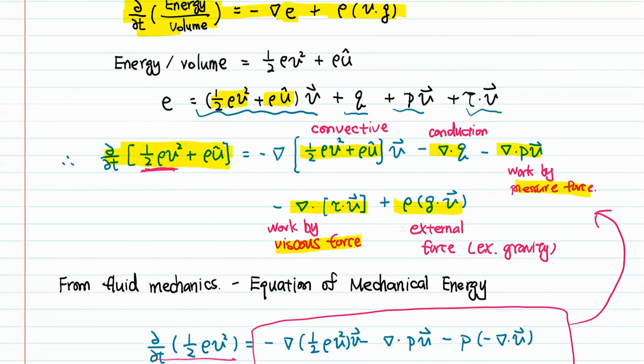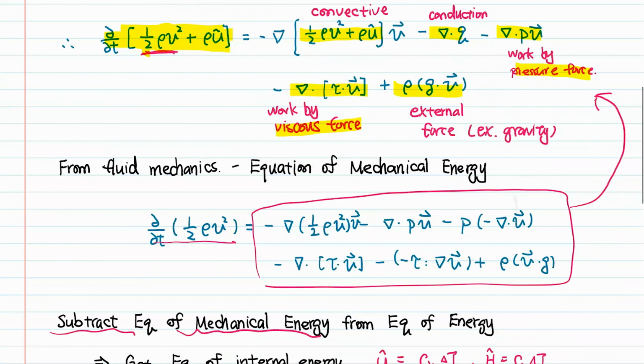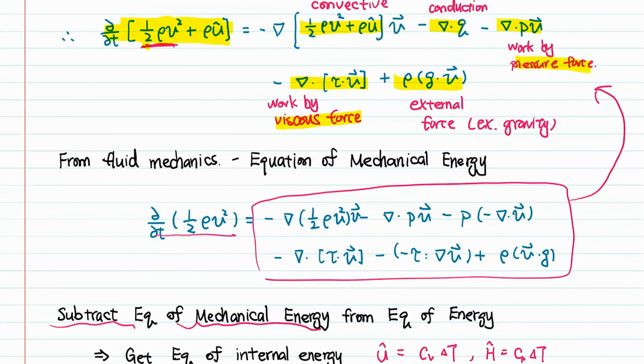Okay, and then because we said that our objective is to get an energy equation that's associated with temperature, we can take away the mechanical energy part by subtracting the equation of mechanical energy from the equation of energy. And we know this equation of mechanical energy from our fluid mechanics, which is written down here. Okay?